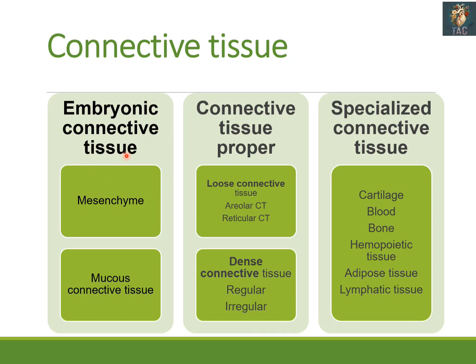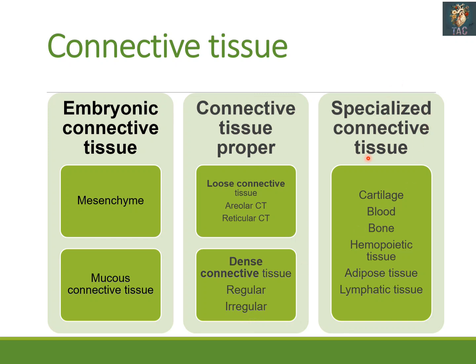In embryonic connective tissue we have two types. One is the mesenchymal connective tissue, that is the connective tissue of the embryo. Then there is mucous connective tissue, which is present in the umbilical cord. In connective tissue proper, we have two major classes, the loose connective tissue and dense connective tissue. Loose connective tissue is also called areolar connective tissue, and reticular connective tissue is another type of loose connective tissue. Dense connective tissue is classified as either dense regular connective tissue or dense irregular connective tissue.